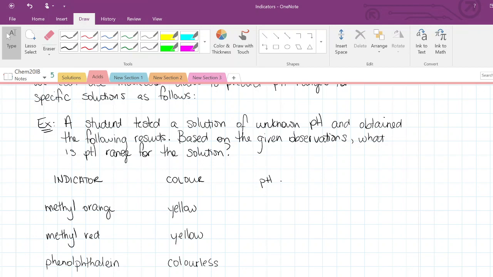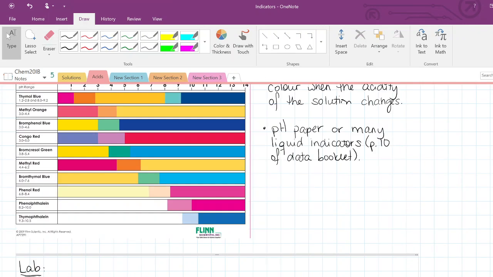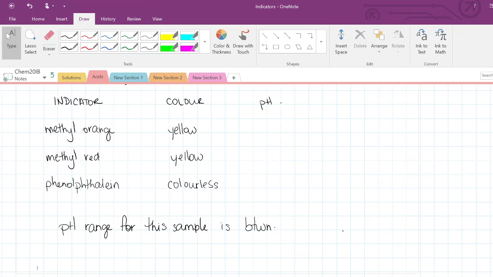So what we need to do is, if you look in your data booklet, sorry, we're moving a little bit slow here, what you're going to find on page 10 is a list of common indicators. What we need to know is, for each of these indicators, what is the pH range and what are the colors. So methyl orange changes colors at a pH of 3.2 to 4.4.